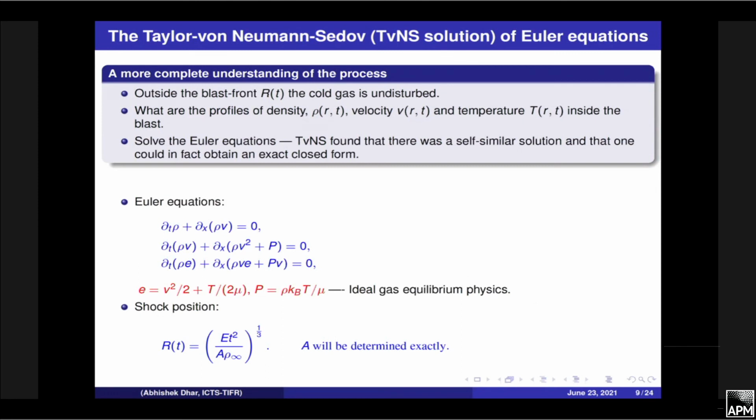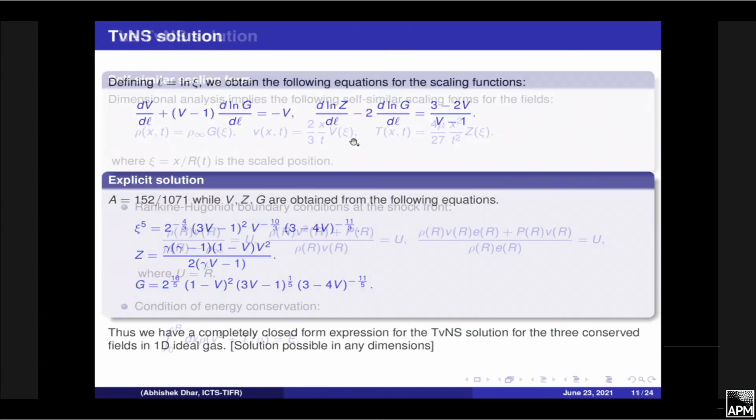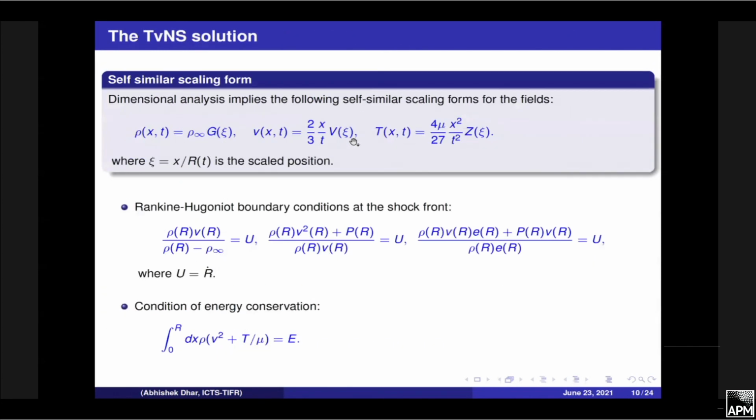There is this length scale, and what these people realized is that at long times you have some self-similar solution where the density depends on x and t through a scaling. There's a nice scaling form. If you do some simple dimensional analysis, you can see that the density depends on space and time through this scaled variable x by R, and similarly the velocity depends on these variables through this. So the dependence on position and time is through just this ratio x by R.